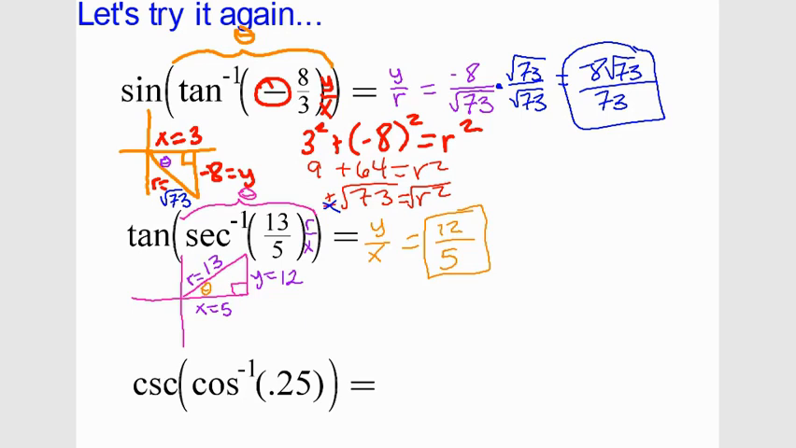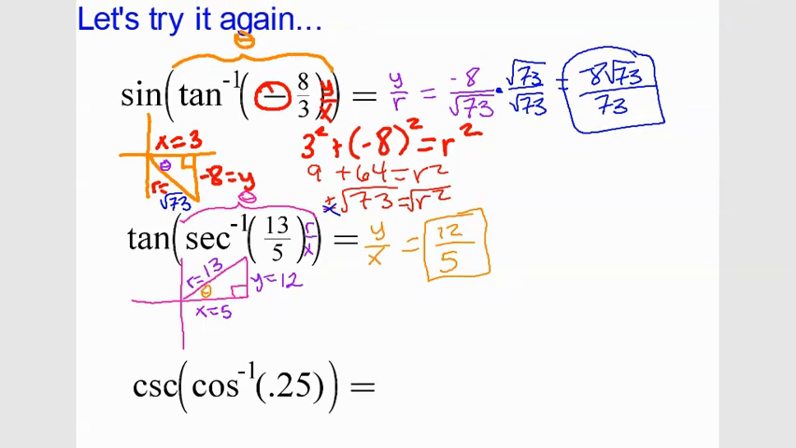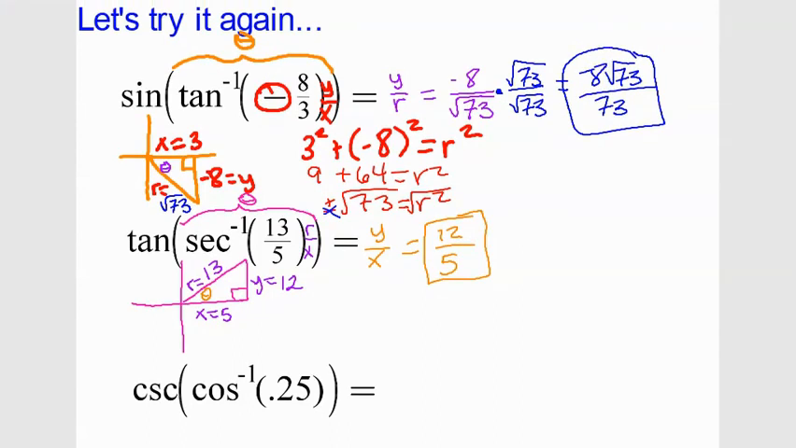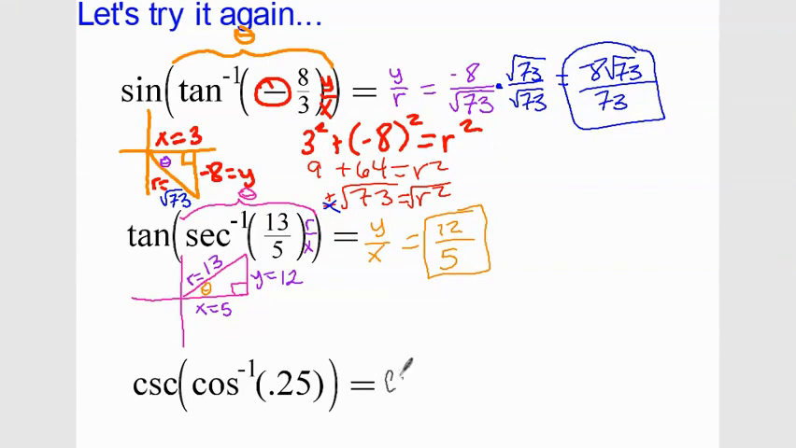Okay, now let's try our last one. We'd like to find the cosecant of the angle whose cosine is 0.25. I'd like to think of that as a fraction. It helps me think of the sides of the triangle, so we want to rewrite that as a fraction. So that's just going to be the cosecant of the angle whose cosine is 1/4. 0.25 is just 1/4. Now, 1/4 is still not values on the unit circle, so I'm going to draw a triangle.